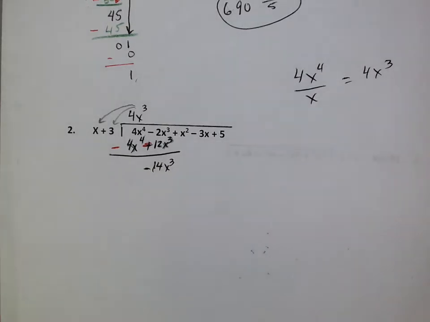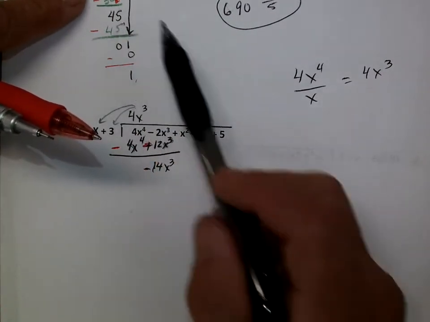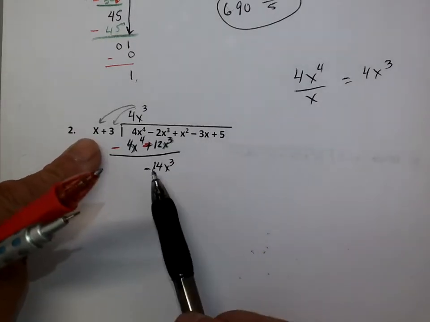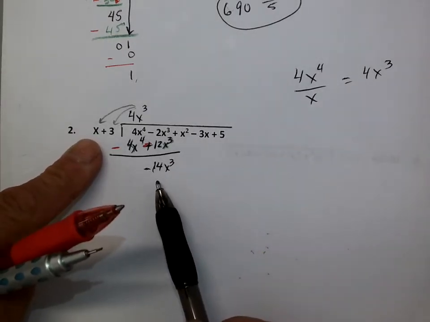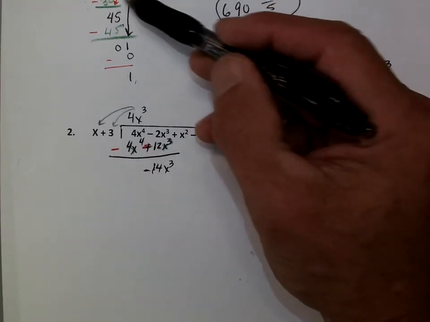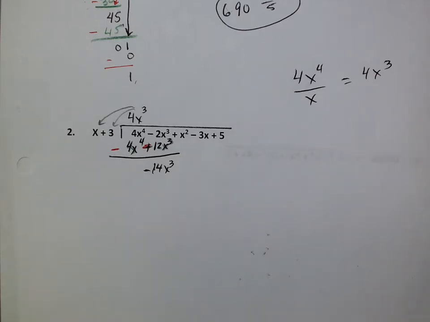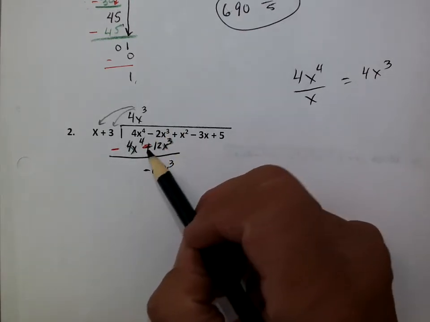Now, just like I did before when the 5 went into the 45, now I'm going to take the x into the negative 14x cubed. But I have to bring down the next term. So I bring down, so we're going to negative 2 and negative 12.